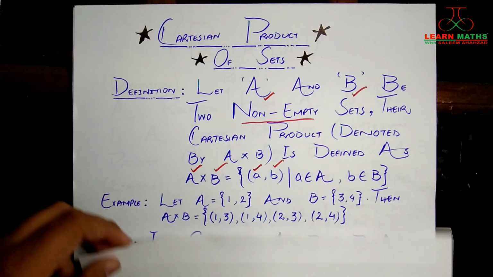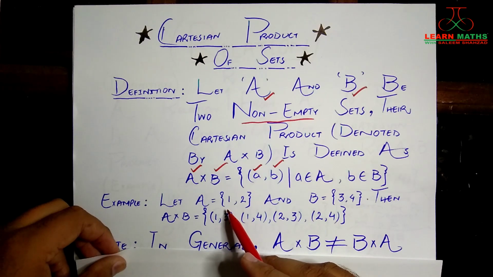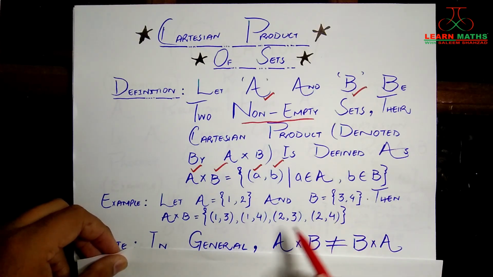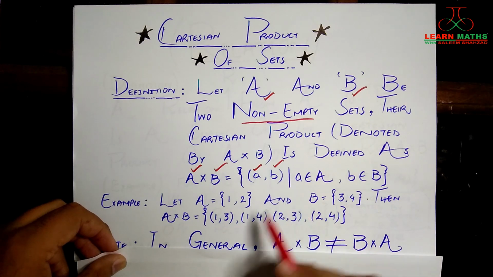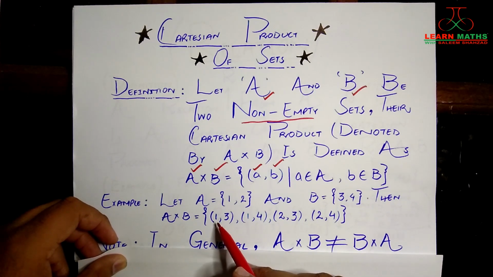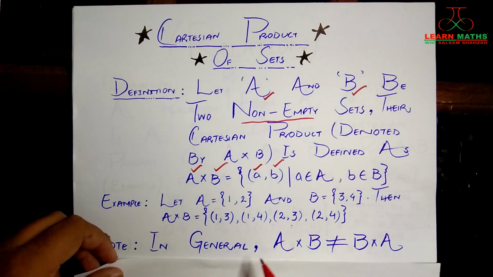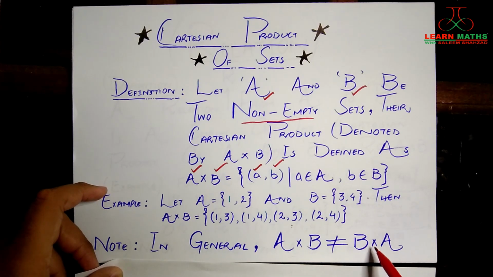Okay, so here I have an example for you. If you have a set A which contains two elements 1 and 2, and the other is set B which contains 3 and 4, and you take their Cartesian product, you will get this result, and here you can see the definition is being satisfied. In every ordered pair, the first element is from the set A and the second element is from set B. Also keep this in your mind that in general, A cross B is not equal to B cross A.